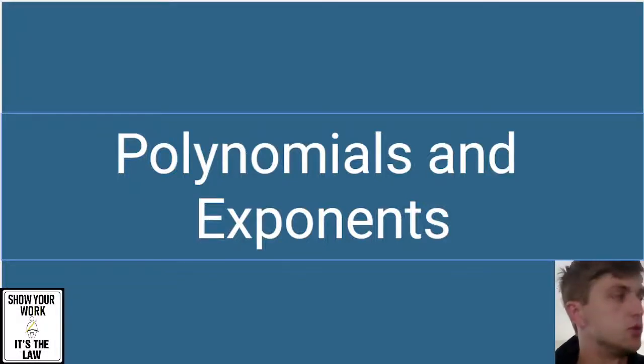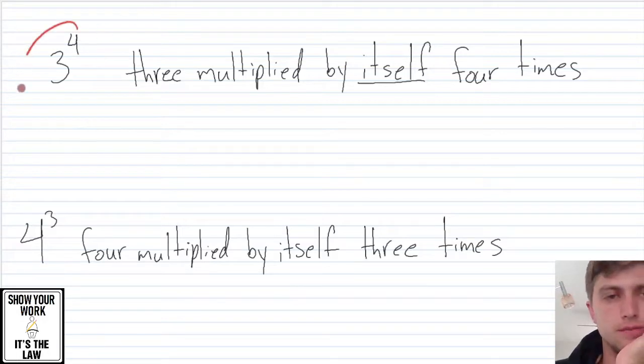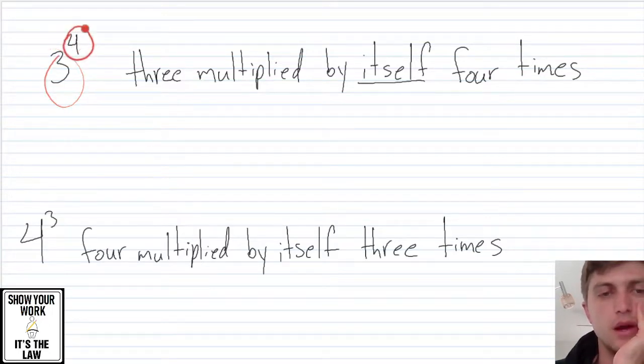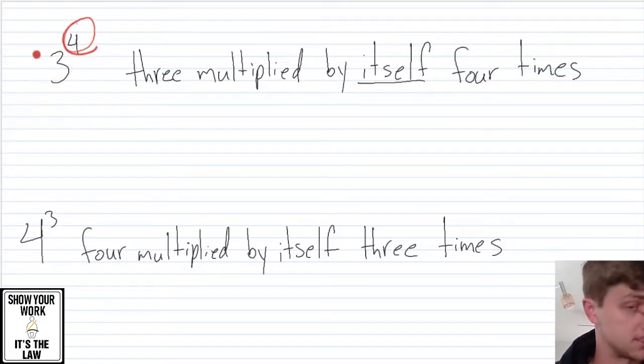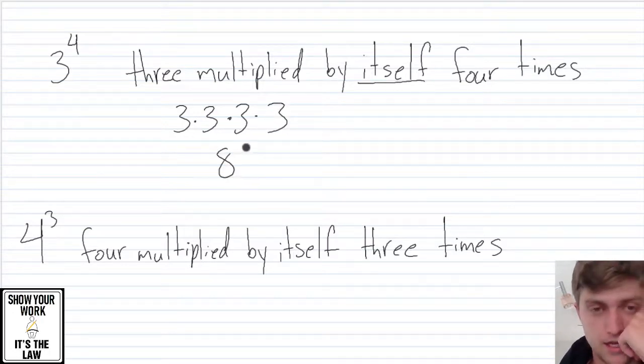Okay, let's do a review of how exponents work with polynomials. All right, so recall the English description of what an exponent is: we call this the base, we call this the exponent. We say this number multiplied by itself this many times. So in the case of 3 to the power of 4, it's 3 multiplied by itself 4 times. What that looks like is 3 times 3 times 3 times 3, which comes out to 81.